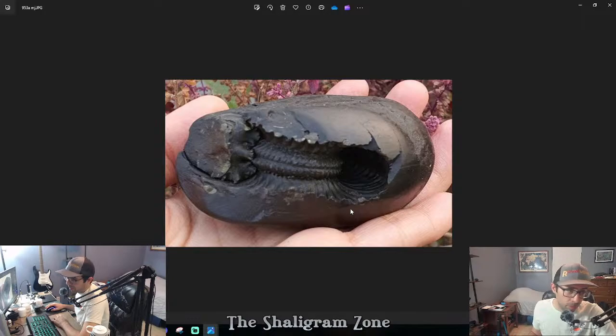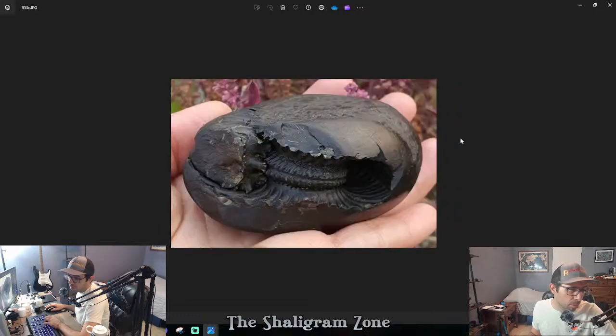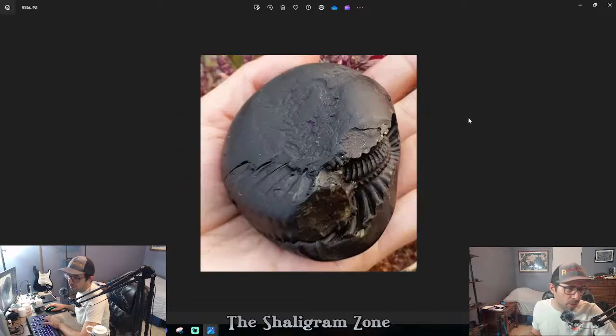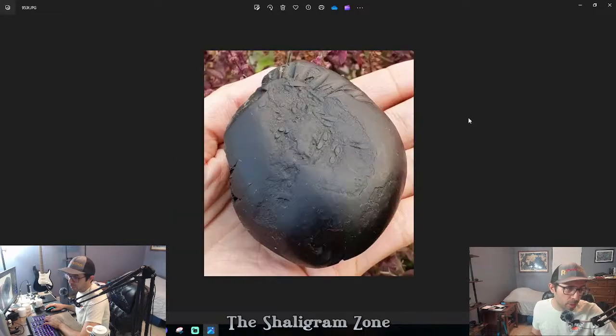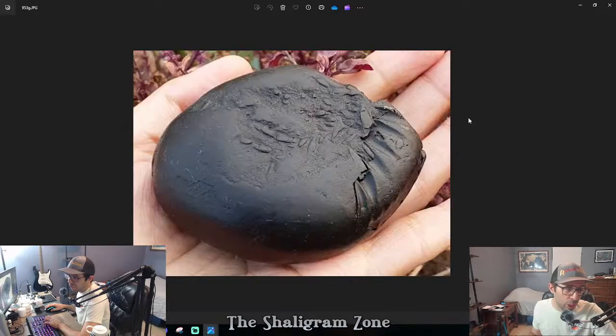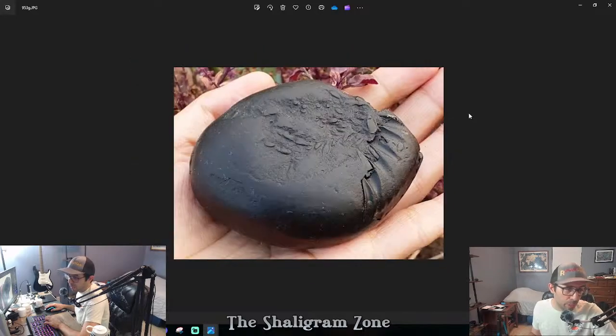This one I thought was cool because of the shale. It's so black. There's no pyrite visible except in a couple of little locations. It almost looks like it was coated with shale, like a spray of shale coating it that gave it a sheen, a black shale look.